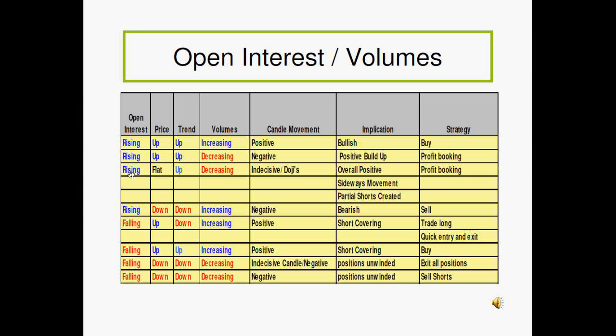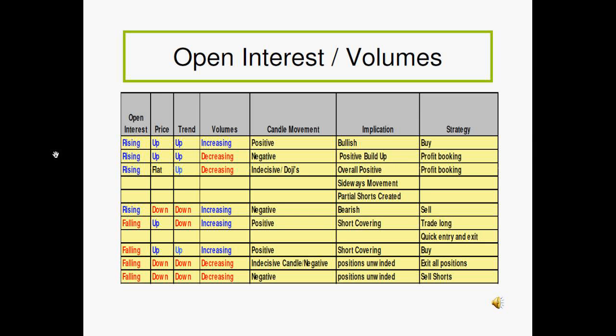Then open interest is rising, price movement is flat, trend is up. Now why are we giving positive buildup in the earlier example? It is purely based on open interest rising, price up and trend up. So these enable us to put the implication as positive buildup.